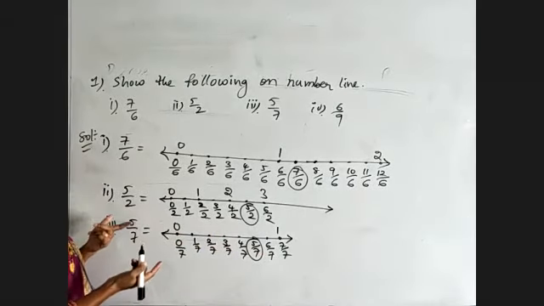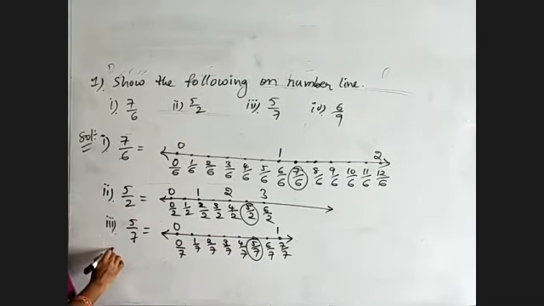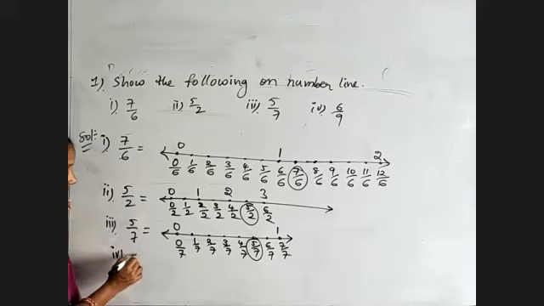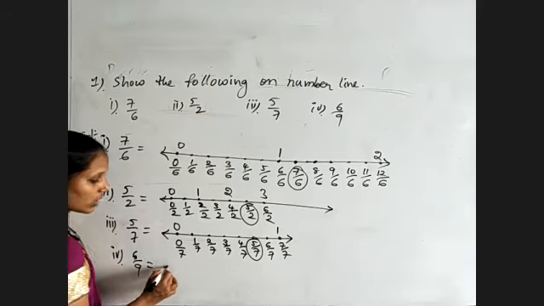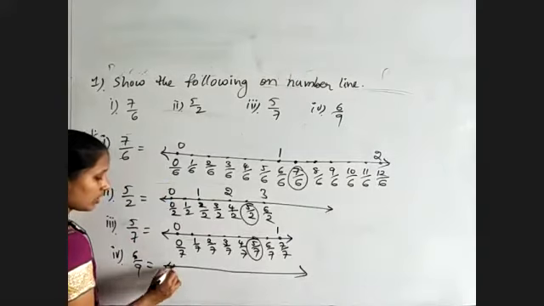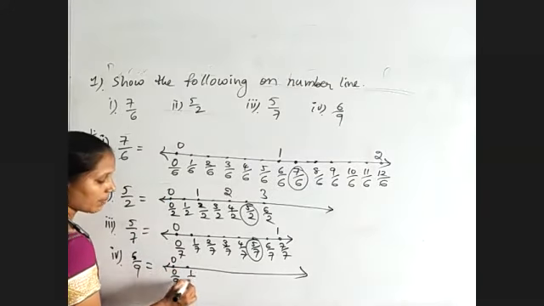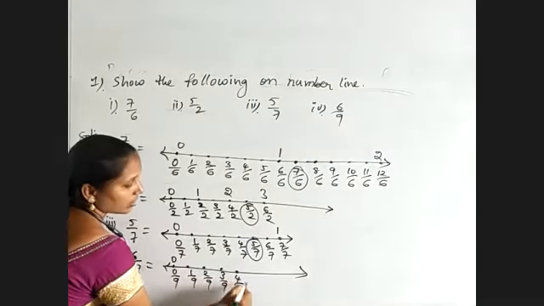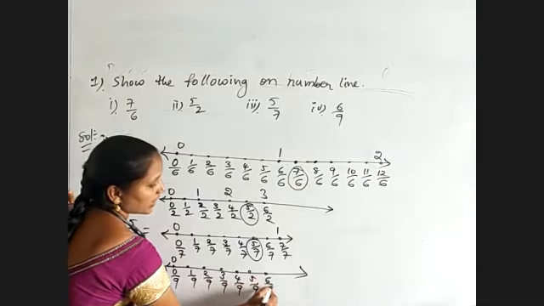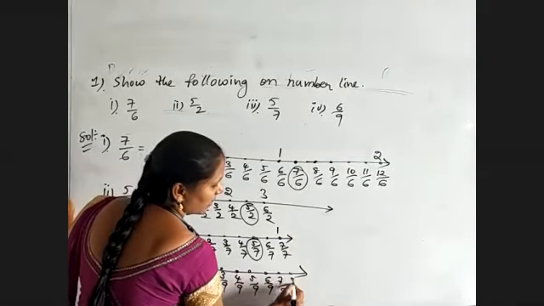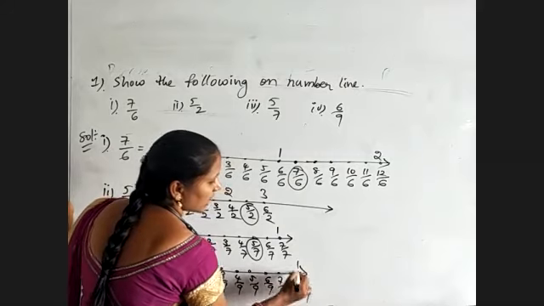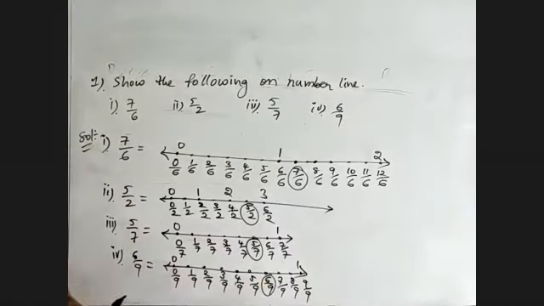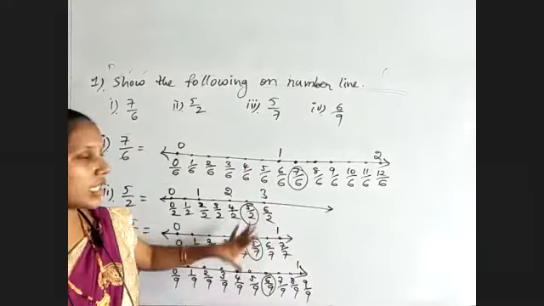Coming to 6/9. 6/9 is also proper, but the denominator we have to take is 9. We need to divide 0 to 1 into 9 equal parts. 0/9, 1/9, 2/9, 3/9, 4/9, 5/9, 6/9, 7/9, 8/9, 9/9. 9/9 is nothing but 1. So we need to select 6/9. That's all. This is the representation of fractions on the number line.